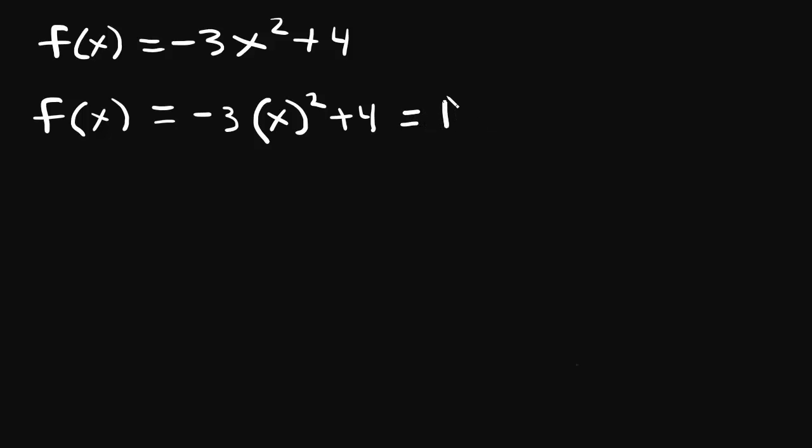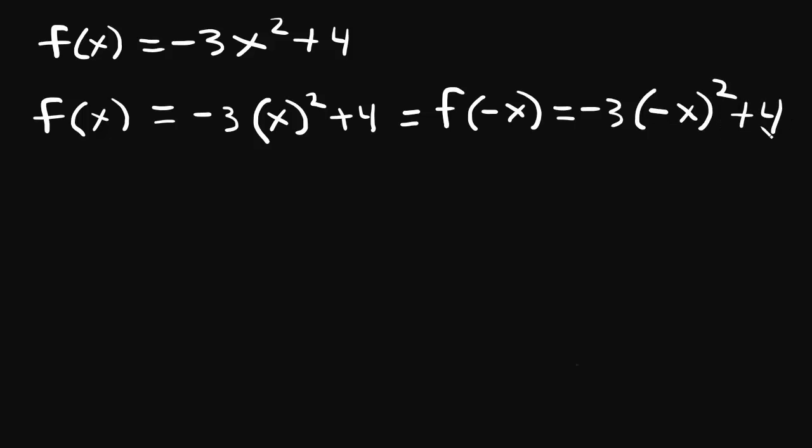We're saying that this is going to be the same as f of negative x, which in this case is equal to negative 3 times negative x squared plus 4. And when we perform all the operations, negative x to the second power is x squared, so it's going to be negative 3 times x squared plus 4. And we're hoping that's going to be equal to negative 3.